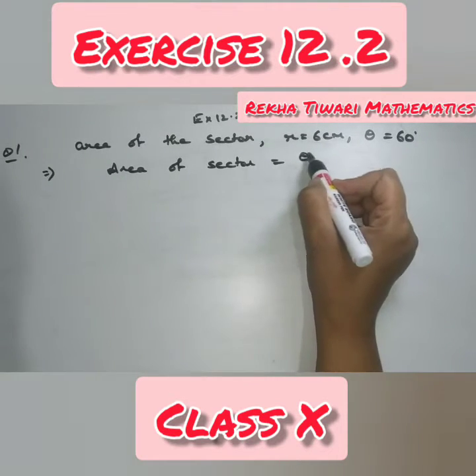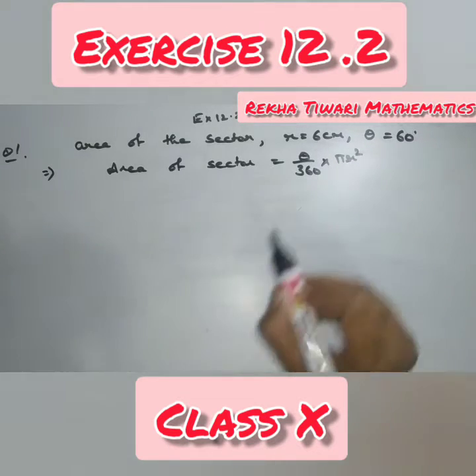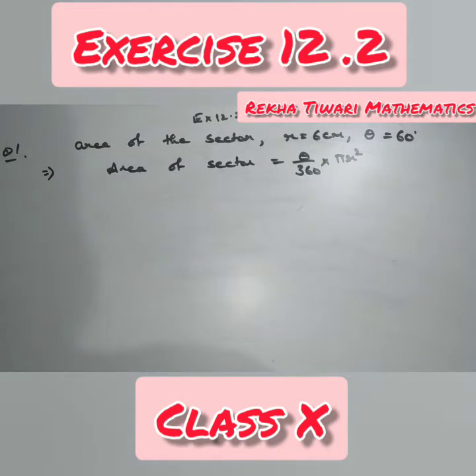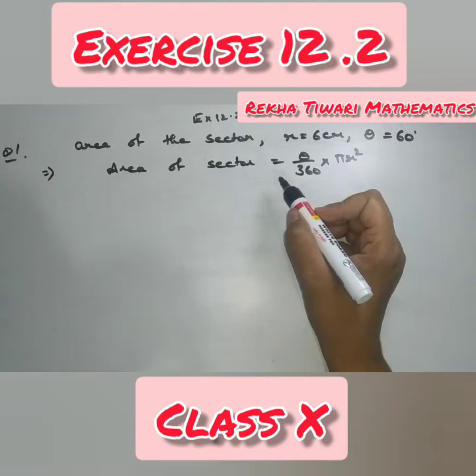Area of sector is theta by 360 into pi r square. We have to use pi as 22 by 7 unless it is stated as 3.14. Okay, if 3.14 is given to you, then you have to use 3.14. You can't use 22 by 7 there. Just use 22 by 7 in place of pi.